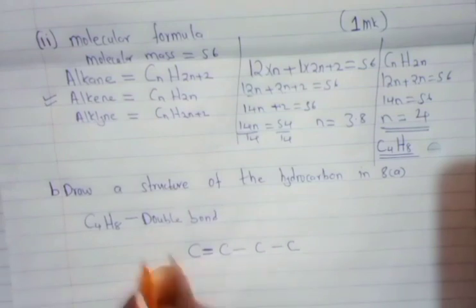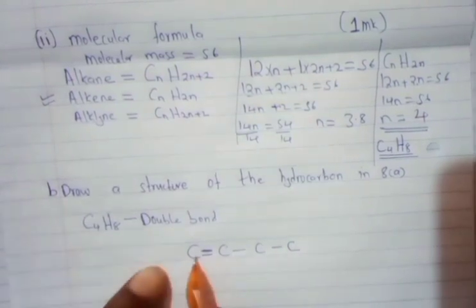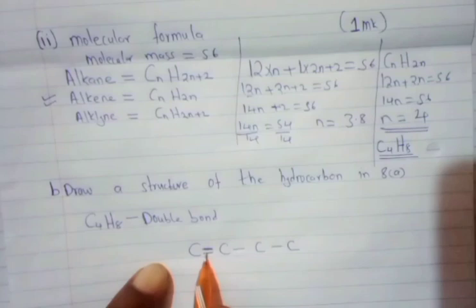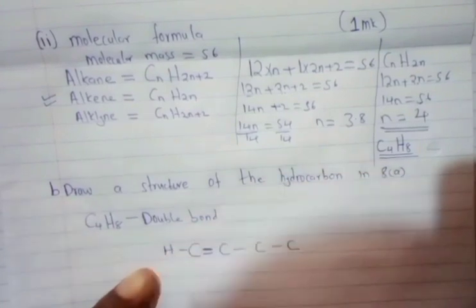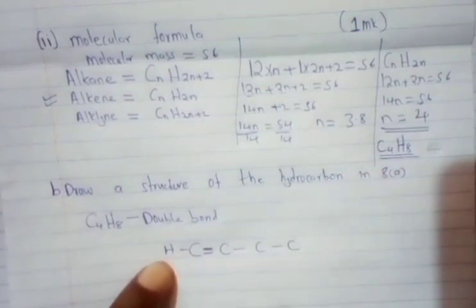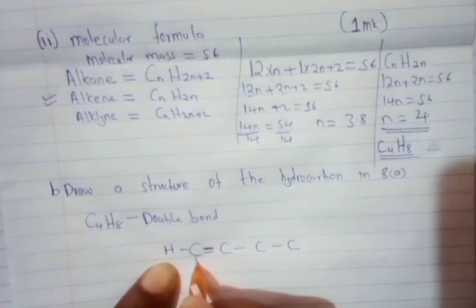Then we have 8 hydrogen. So for this first carbon here to be stable, we have 1, 2. There have to be 4 bonds. 1, 2. So you have to replace one hydrogen here. The 1, 2, 3, you replace another one so that we can be stable.